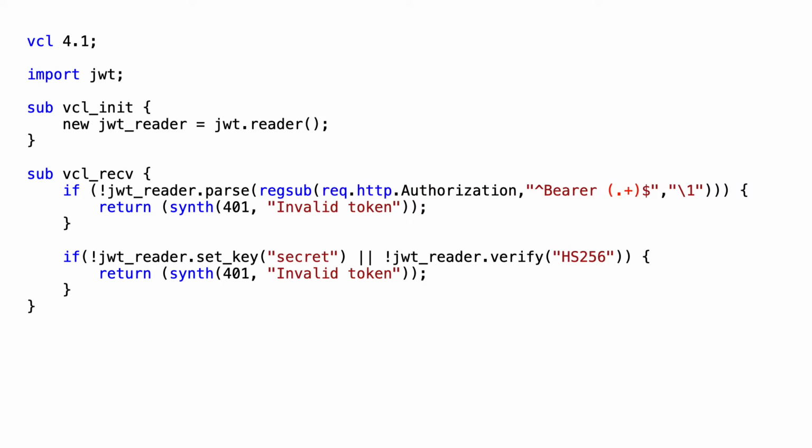If that is an invalid JWT, a synthetic 401 invalid token is returned. In the next step, we'll check the integrity of the JWT by matching it to the secret key and by checking if the algorithm matches. If that is not the case, again we return a synthetic 401 with an invalid token message, but if it is valid, you can carry on and view that restricted resource. That was our first introduction to JSON Web Tokens and how vmod JWT can validate them.